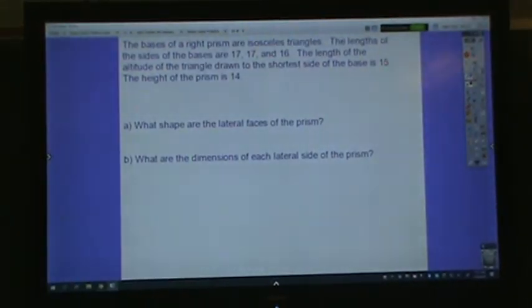The bases of a right prism are isosceles triangles. The lengths of the sides of the bases are 17, 17, and 16. The length of the altitude of the triangle drawn to the shortest side of the base is 15. The height of the prism is 14.